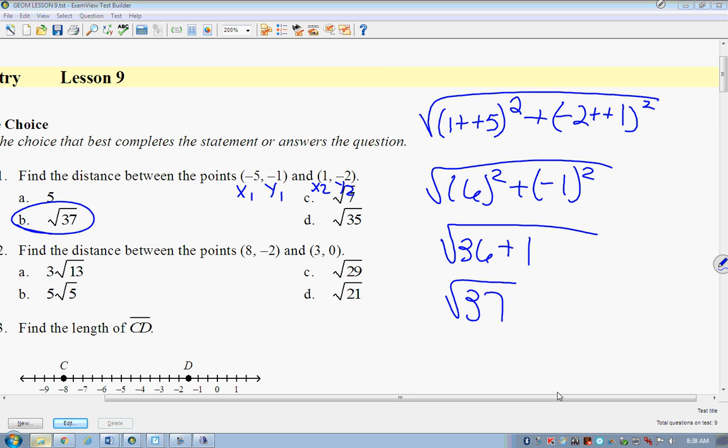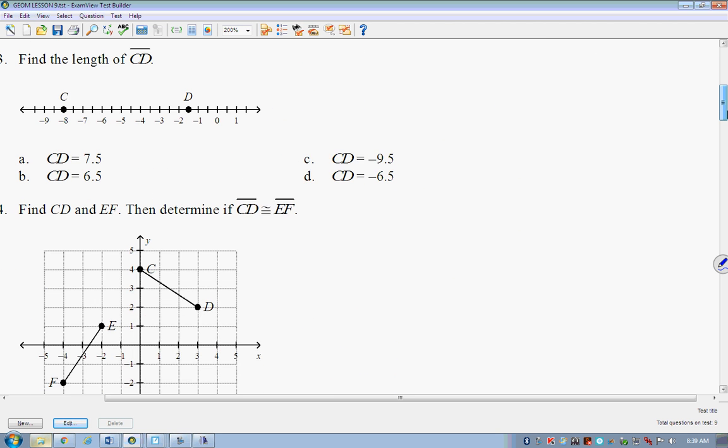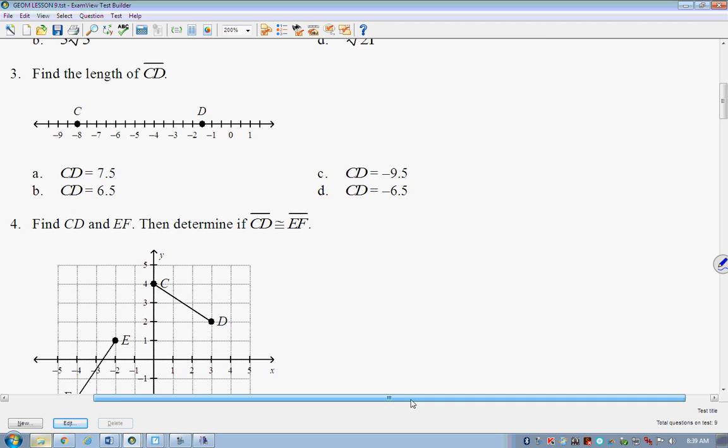Okay. Do we feel comfortable enough with the distance formula that we can do some of those on our own? Okay. Chandler, how about you? You're about the only guy I didn't see. You're familiar with it? Okay. All right, let's come down here real quick to number 3, find the length of CD.